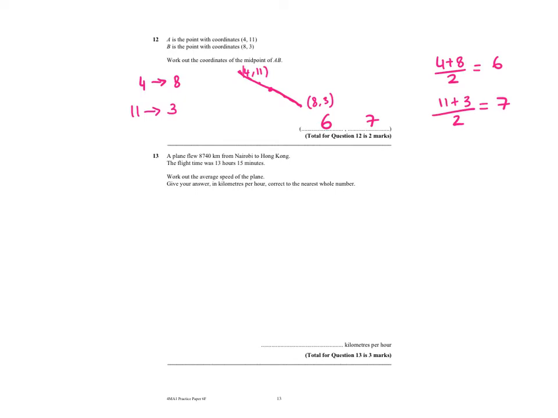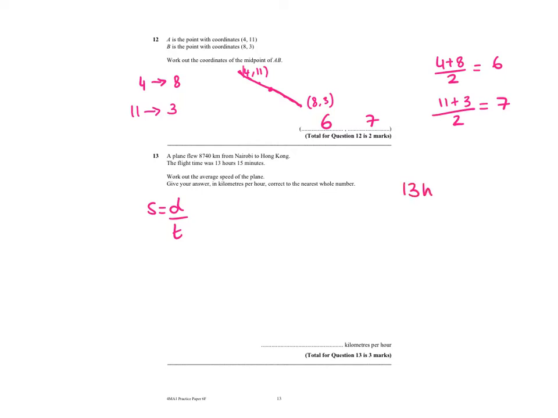Question 13. A plane flew 8,740 kilometres from Nairobi to Hong Kong. The flight time was 13 hours 15 minutes. Work out the average speed of the plane. Give your answer in kilometres per hour, correct to the nearest whole number. So we know that speed equals distance over time. Now, we have 13 hours 15 minutes, and it wants it in kilometres per hour.